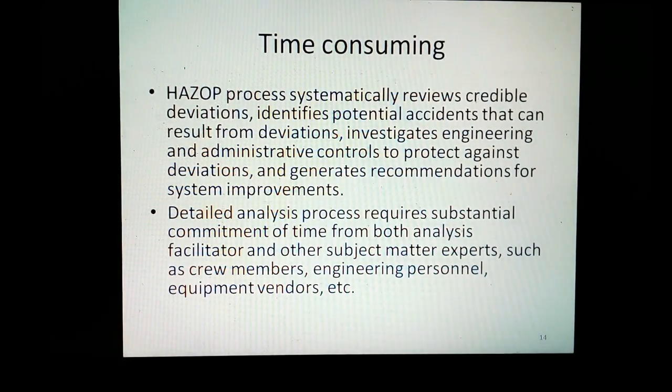Time-consuming. The HAZOP process systematically reviews credible deviations, identifies potential accidents that can result from the deviations, investigates engineering and administrative controls to protect against the deviations, and generates recommendations for system improvements. This detailed analysis process requires a substantial commitment of time from both the analysis facilitator and other subject matter experts, such as crew members, engineering personnel, equipment vendors, etc.